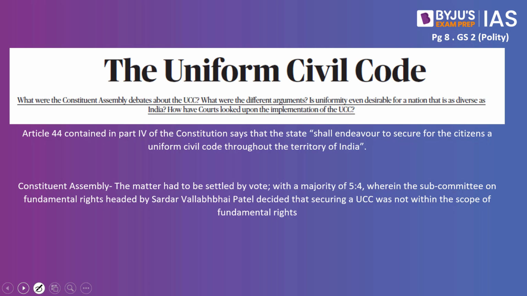First up, we have to understand what is the meaning of Uniform Civil Code. As the very name denotes, there are three words. One is uniform, second happens to be civil, third happens to be the code. Let's divide them into three words. So it is uniform, civil and code.